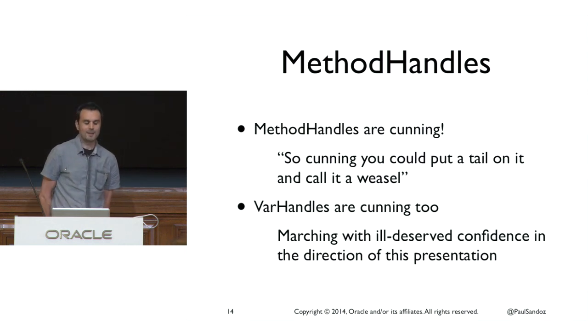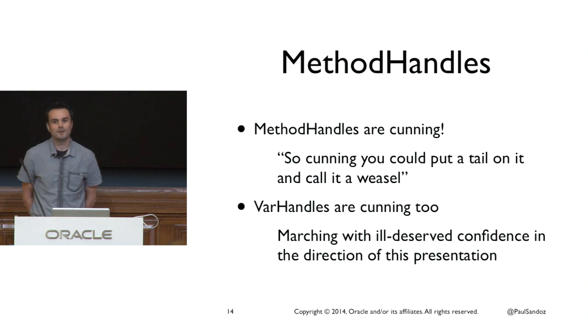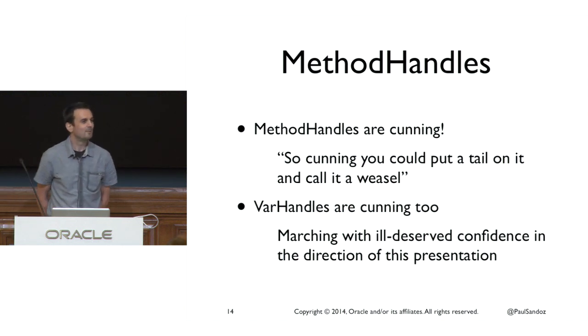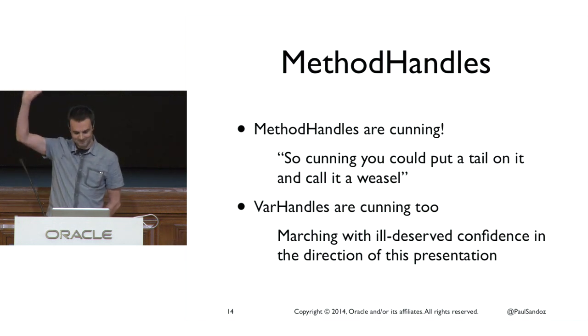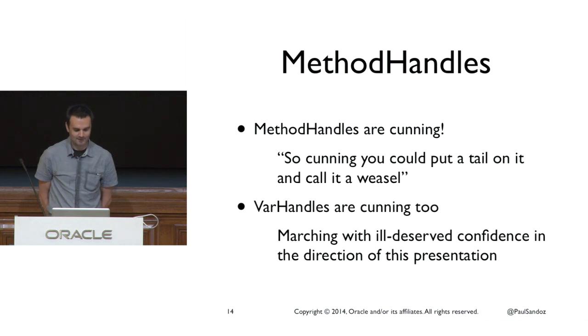So when I was looking at method handle code, I thought it was quite cunning, as lambda forms and method handles yesterday were a whipping boy, it seemed to me. Well, I was thinking, no, I think these things are quite cunning. When I think of cunning things, I think of Blackadder. Anyone a fan of Blackadder? So when I saw this, I thought it was a cunning plan. You put a tail on it, you could call it a weasel.